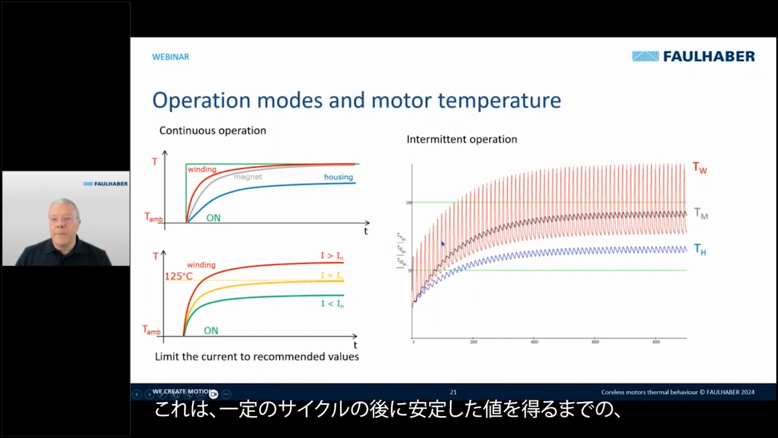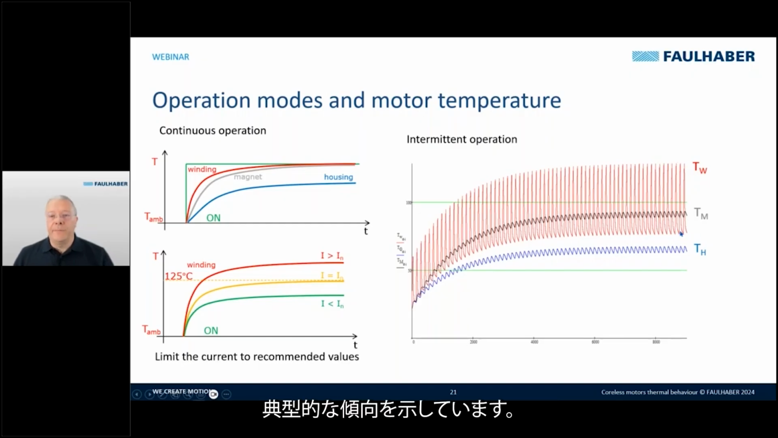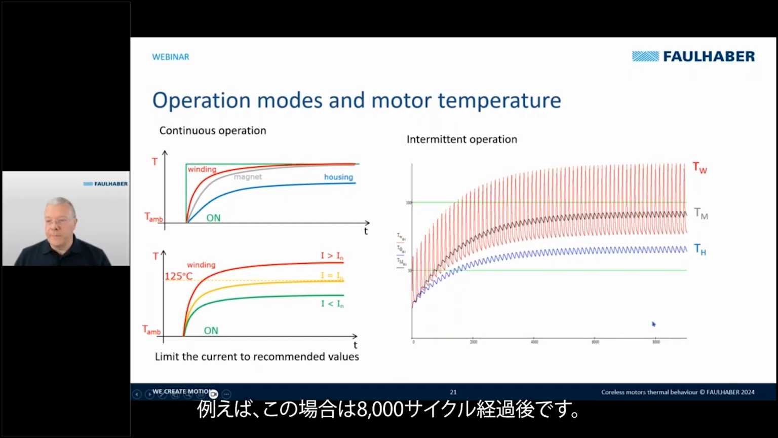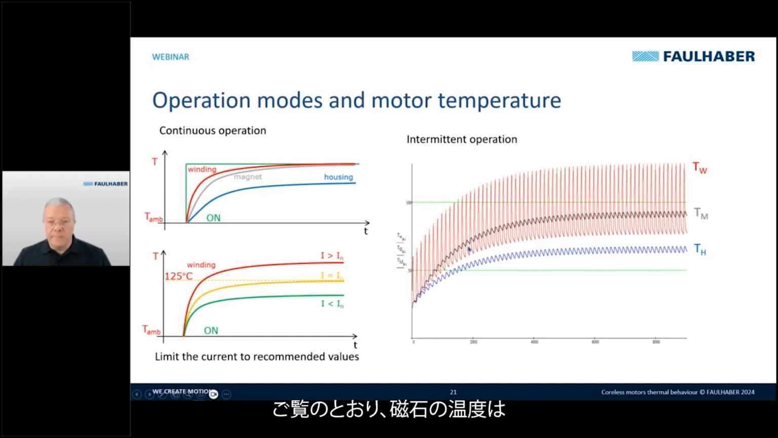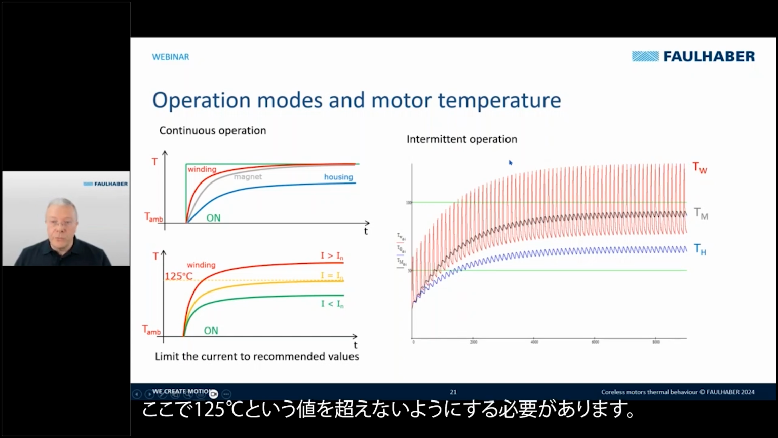And you can see this is a typical trend until we get the stable value after a certain amount of cycles. For example, here is after 8,000 cycles. Then you can see that the magnet temperature is lower than the maximum value for the winding. We must not exceed the 125 value here, the maximum value.